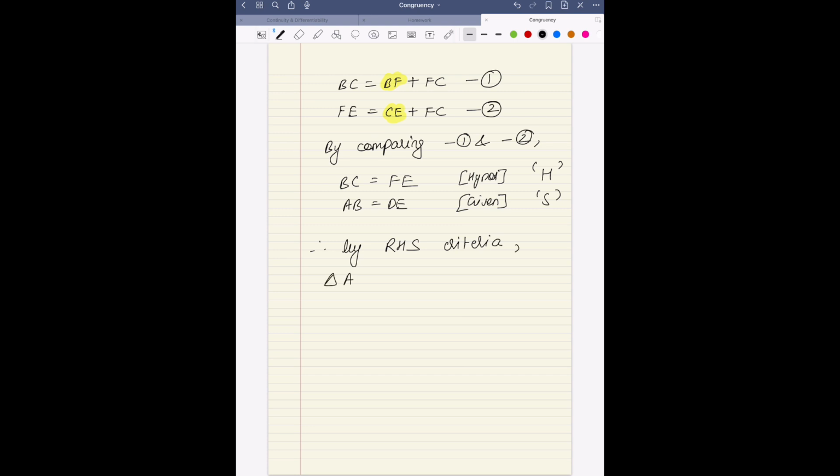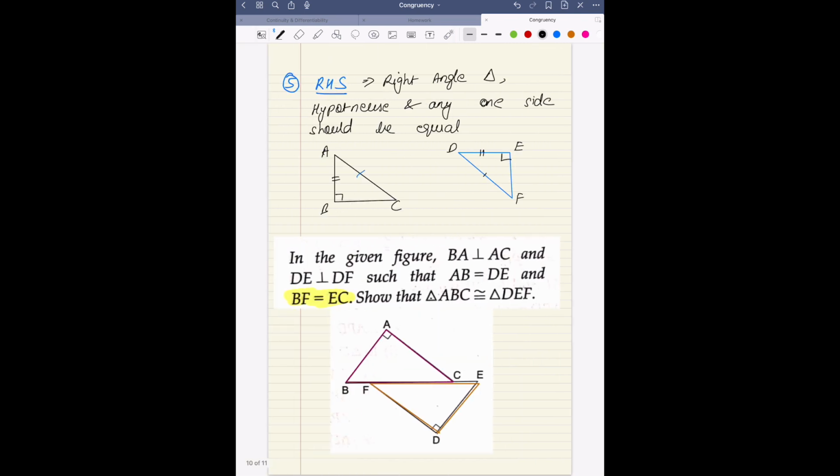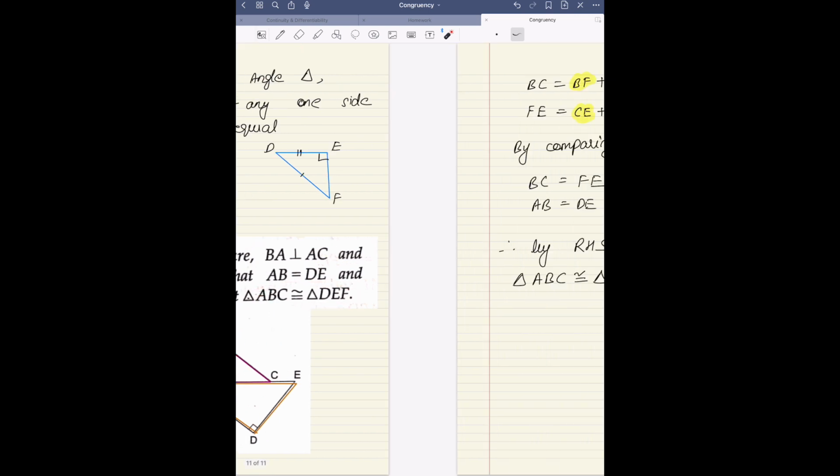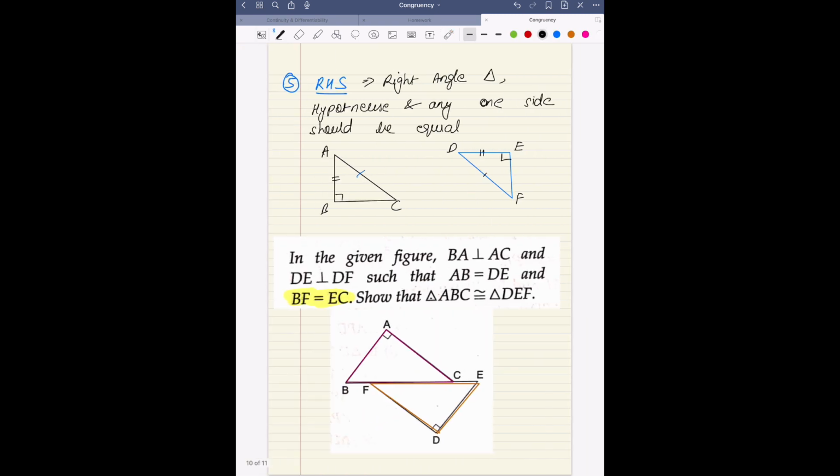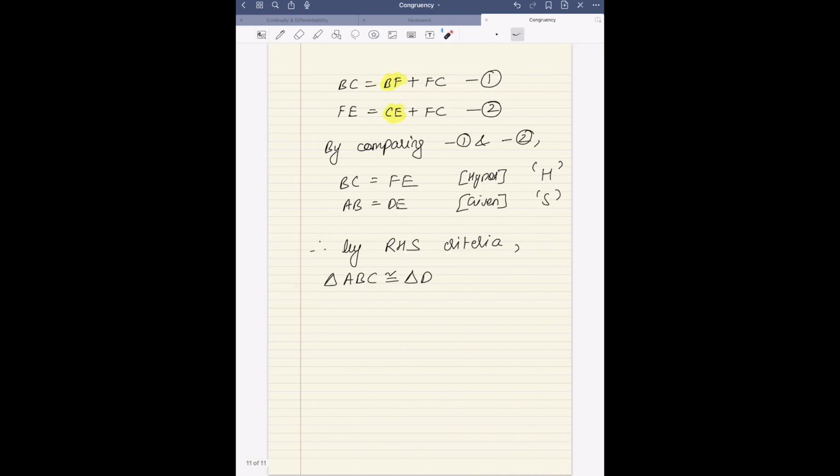triangle ABC is congruent to triangle. Now, A is 90, D is 90, so they will be equal, or you can copy it from here, but try to practice. So A and D are equal, so this will be D, right? B corresponds to which angle? B will correspond to E, right? So DEF. Hence, proved.